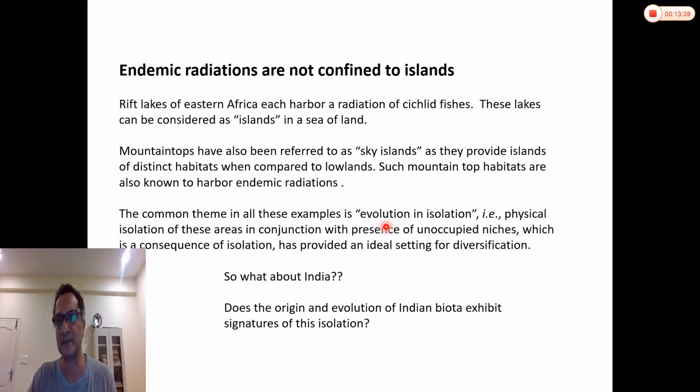Okay, the common theme in all these examples, lakes as well as sky islands and islands, is evolution in isolation. The physical isolation of these areas, in conjunction with the presence of unoccupied niches, which is a consequence of the isolation, has provided an ideal setting for diversification. So the lineages that do make it then undergo diversification. So what about India? Right. So I set up this talk by saying that India is an island. To the north there are all these hills, mountains, and there's the climatic barrier too. So the question is, does the origin and evolution of Indian biota exhibit signature of this isolation?